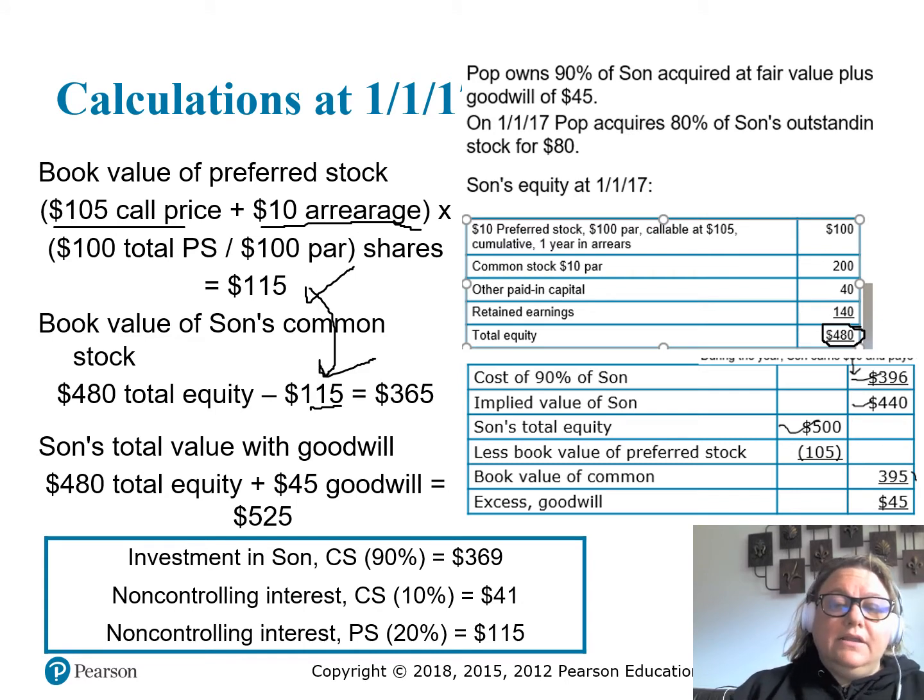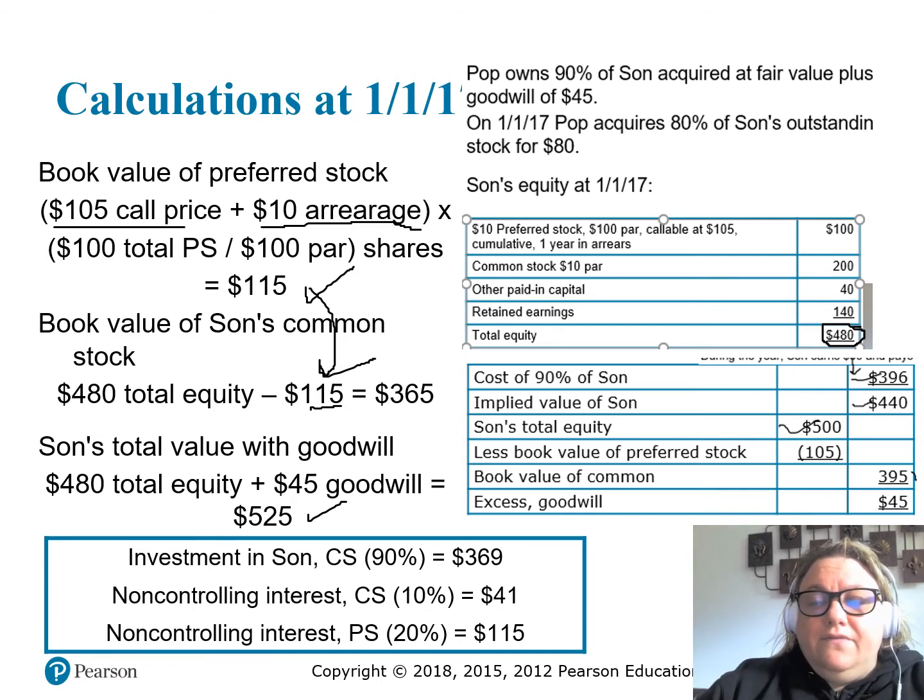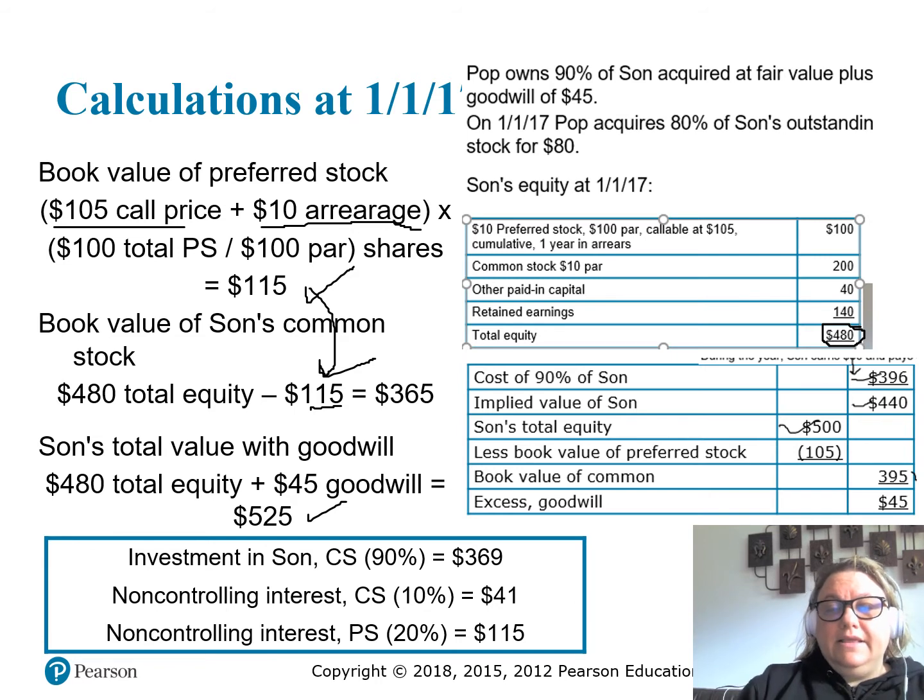And then we're going to look at the total value with goodwill. So our calculated total value is our total equity. And then we're going to add the goodwill in to get 525. So these are all our calculations. Now, the bottom part in the box is our final walk away. All right, the easy one I'll do first is our preferred stock. Okay, the next one is our investment in Sun.